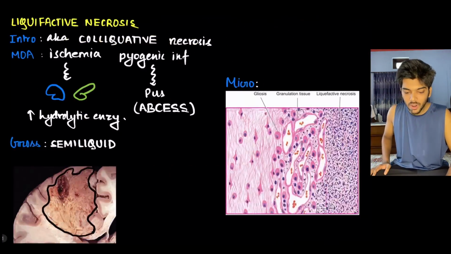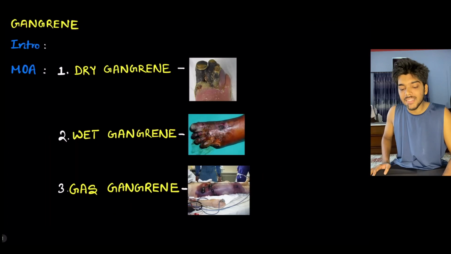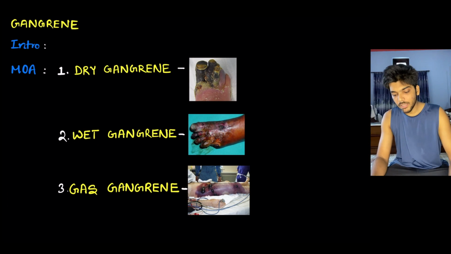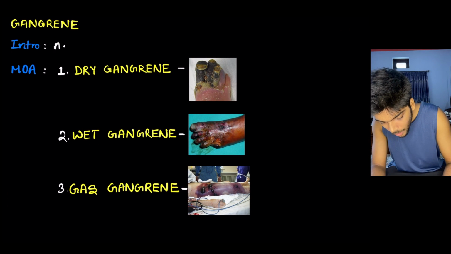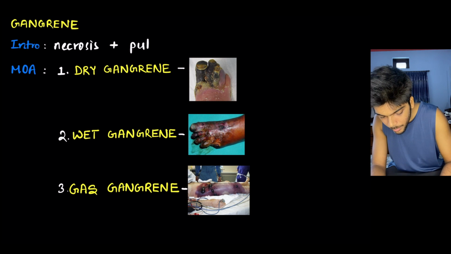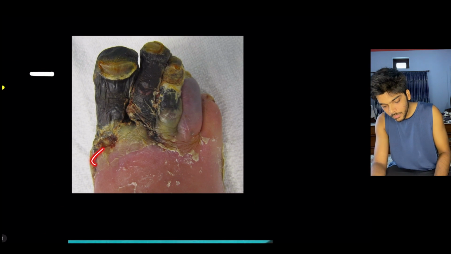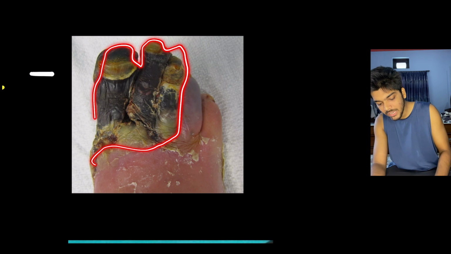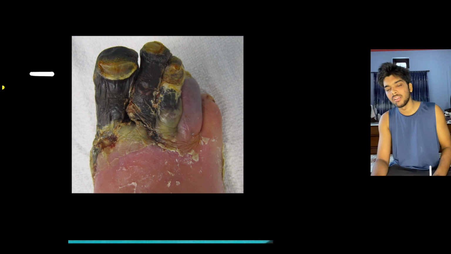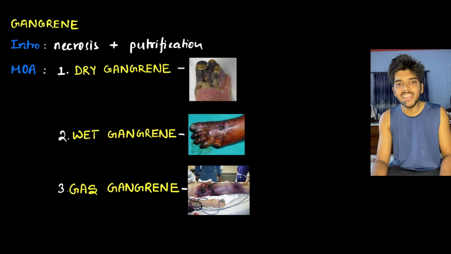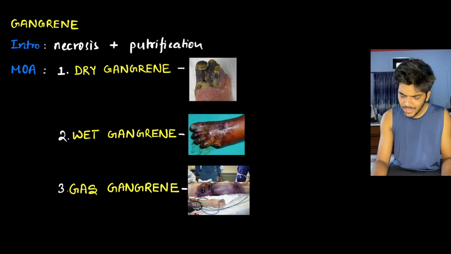Okay, now let's talk about the clinical term, that is gangrene. See, gangrene is a necrosis plus putrefaction. Putrefaction means decaying, सड़ना. ये पेड़ को देखो भाई, सड़ गया है, नेक्रोसिस होकर पूरा सड़ गया है, काला हो गया है. So that is gangrene, blackening and decaying of the organ with necrosis. There are three types of gangrene: dry gangrene, wet gangrene, and gas gangrene.